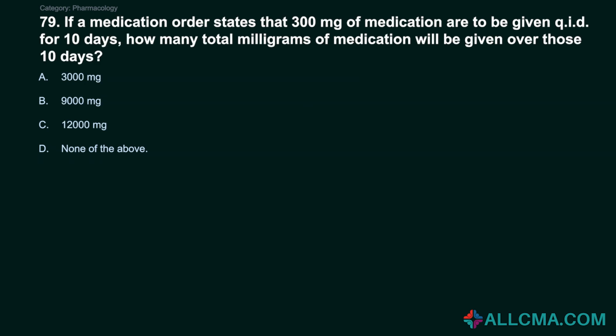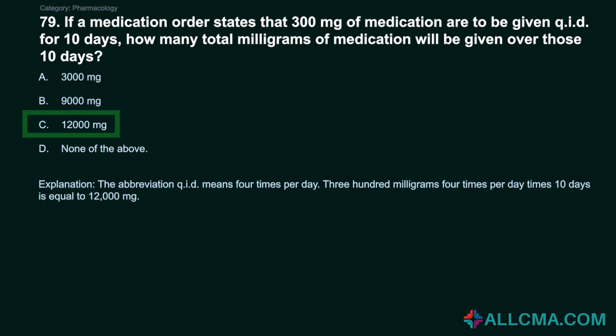79. If a medication order states that 300 mg of medication are to be given QID for 10 days, how many total milligrams of medication will be given over those 10 days? A. 3,000 mg. B. 9,000 mg. C. 12,000 mg. D. None of the above. Correct answer, C. 12,000 mg. The abbreviation QID means 4 times per day. 300 mg 4 times per day times 10 days is equal to 12,000 mg.